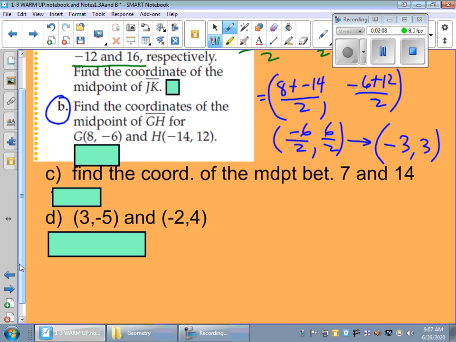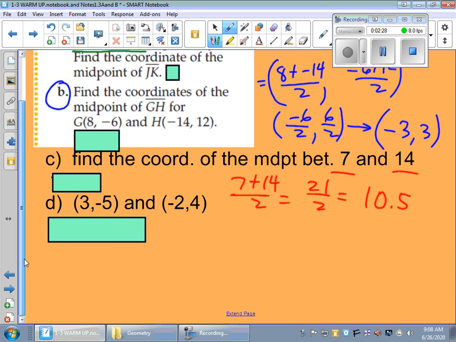Try two more of those. Try those on your own if you can. Then we want to find the midpoint between 7 and 14. 7 plus 14 divided by 2. 21 divided by 2. Yes, you can get decimals. In this case, final answer is 10.5. Last example on this slide is going to be, again, a coordinate plane.